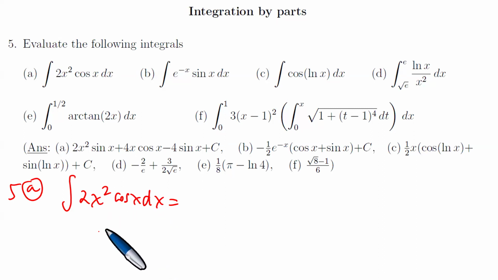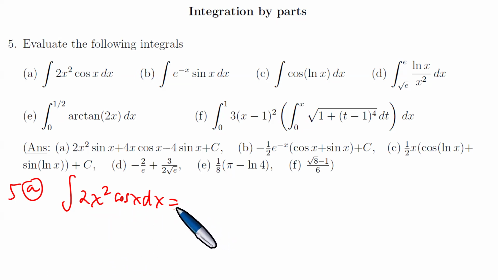You check x squared and cosine x, and then look at which one can be differentiated and its powers decrease until the expression vanishes. So we can see that 2x squared can be differentiated. You must integrate one and differentiate one between these two.